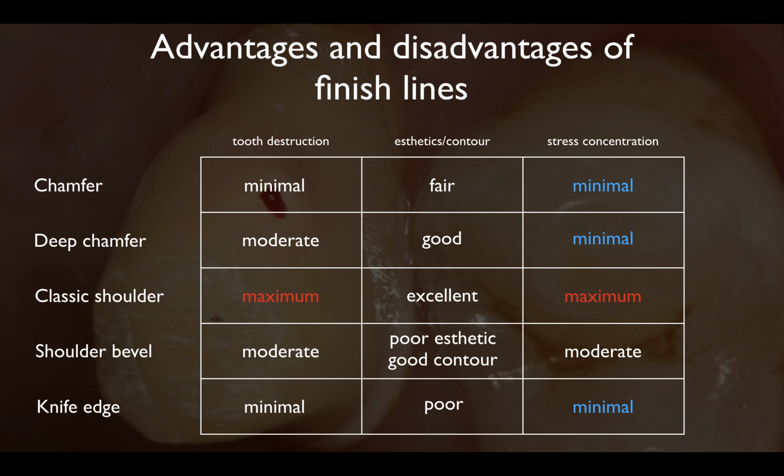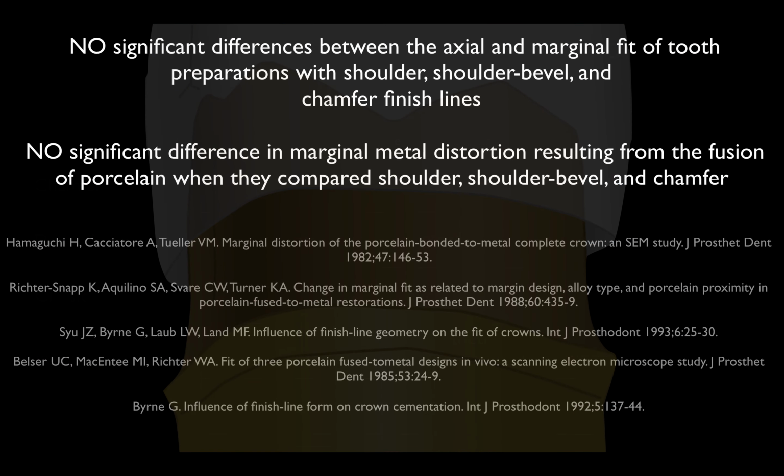The other two preparation design concepts that have minimal stress concentration are the chamfer and the deeper chamfer, although the deeper chamfer is going to take away more tooth. Okay? It is critical to understand that there are no significant differences in the axial and marginal fit of preparations with shoulders, shoulder bevels, and chamfer finish lines.